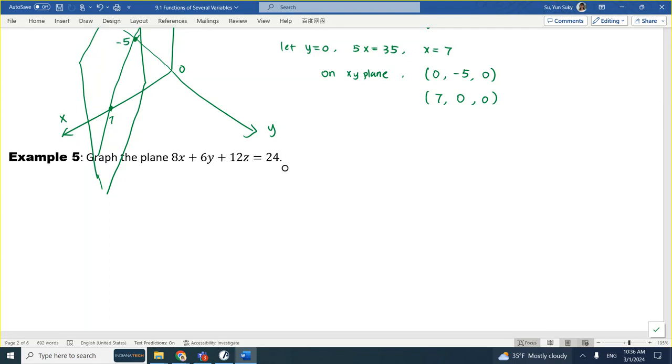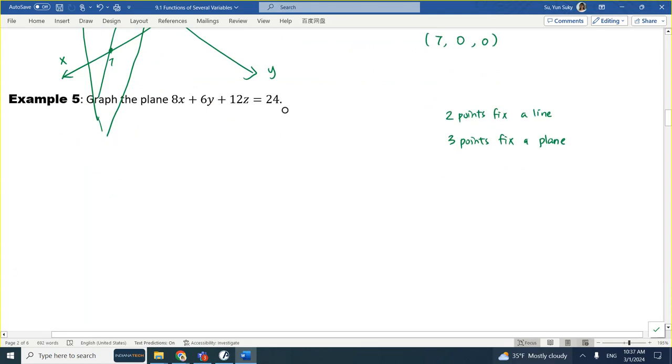Do you remember how many points we need to fix a line? 2 points to fix a line. Then how many points can fix a plane? Three. Because otherwise the plane can still rotate. So 2 points fix a line, and 3 points can fix a plane. So to draw the plane, we need 3 points.